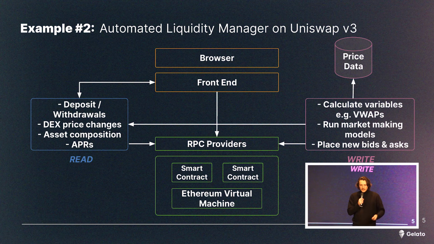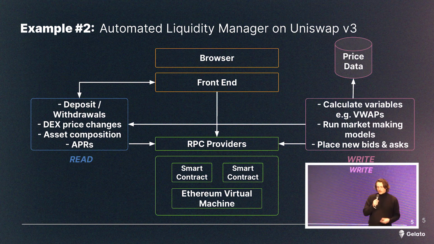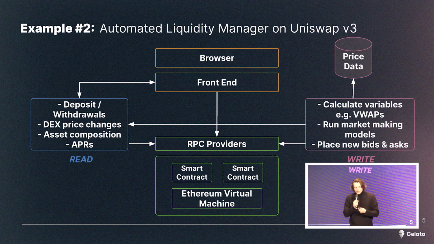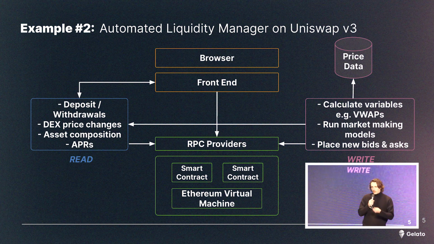And then this is another example which I personally know quite closely: how does an automated liquidity manager on Uniswap v3, for example, work? It's the same stack. You've got the browser, the centralized backend components, and then again the blockchain, right? And here, on the read side, I need to monitor deposits and withdrawals from pools. I want to monitor the historical prices of particular assets on a decentralized exchange. I want to monitor the asset composition of a particular pool, historical returns, and so on.